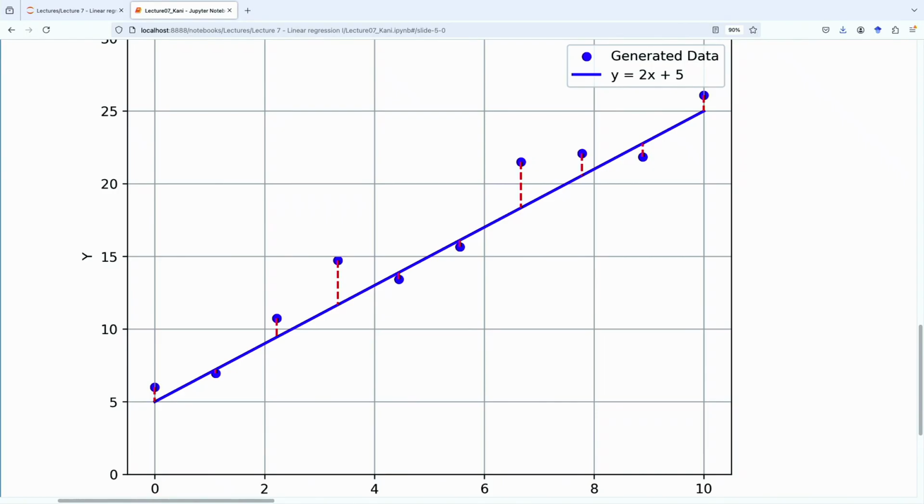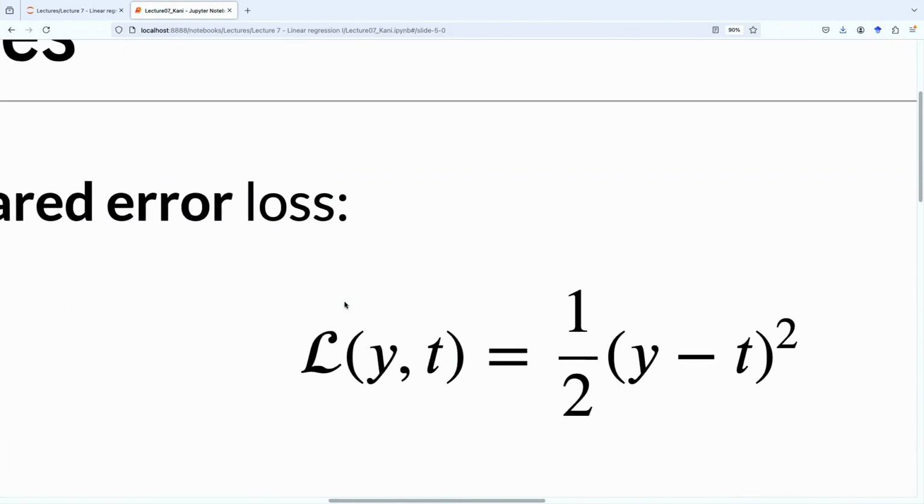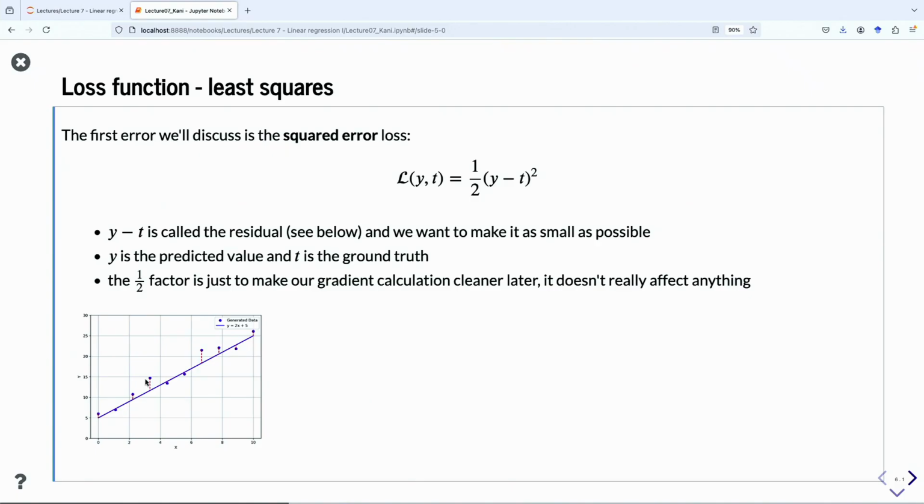What we want to know is how far away the line, the predicted values, are from the actual measured values. So for every data point, we measure the distance from the point to the line. That's pretty simple, right? That's our distance term right here, y minus t. That's the dashed line in red, y minus t. And then we square it.